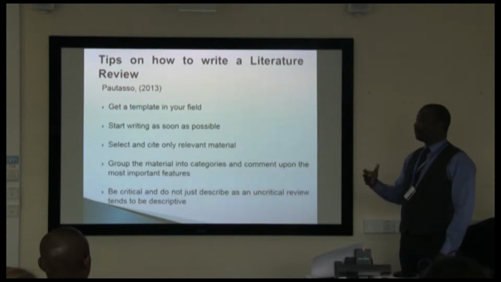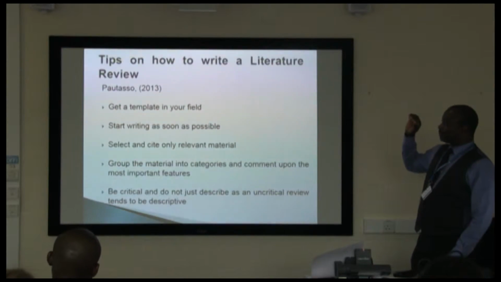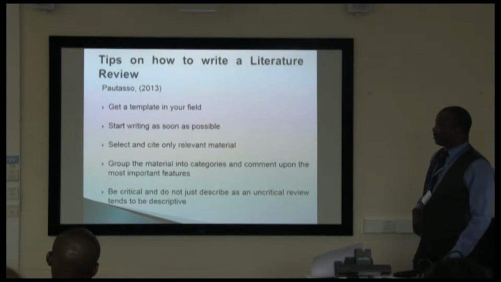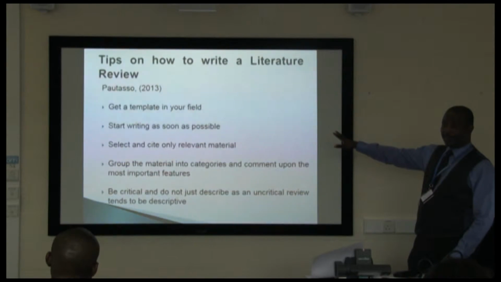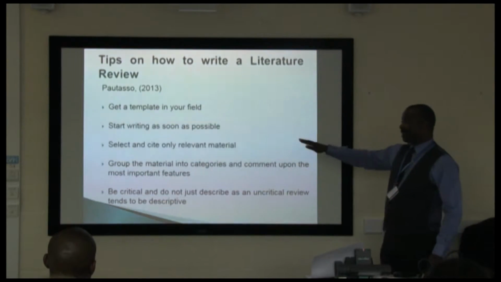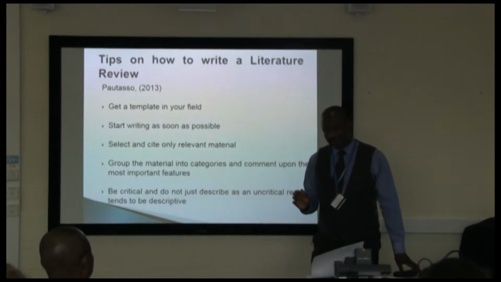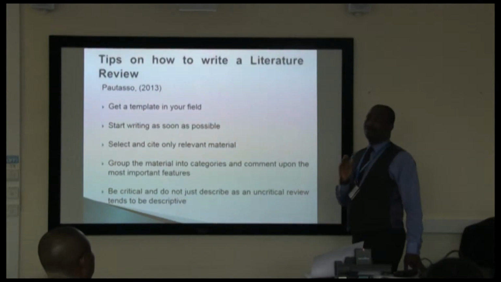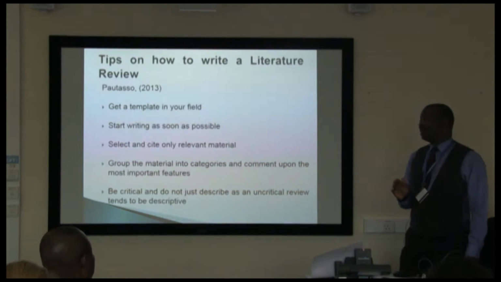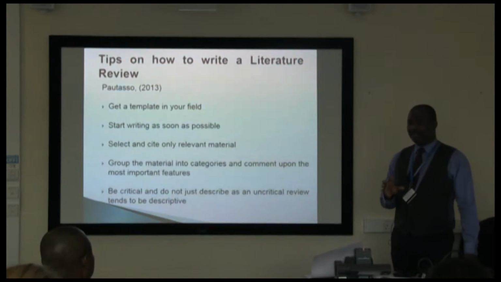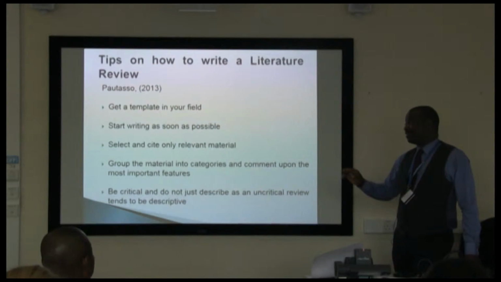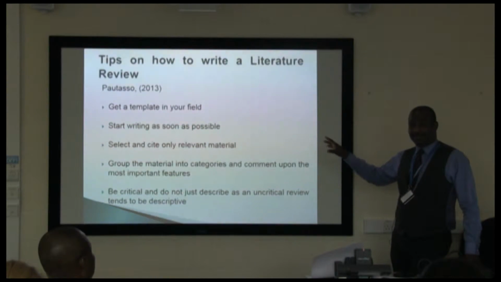So, as we said before, tips on how to write a literature review. Get a template in your field, very important. Start writing as soon as possible. Don't leave it until you are in your third year. Don't leave it until you have finished collecting your data. So start writing as soon as possible. Select and cite only relevant materials, as we said.